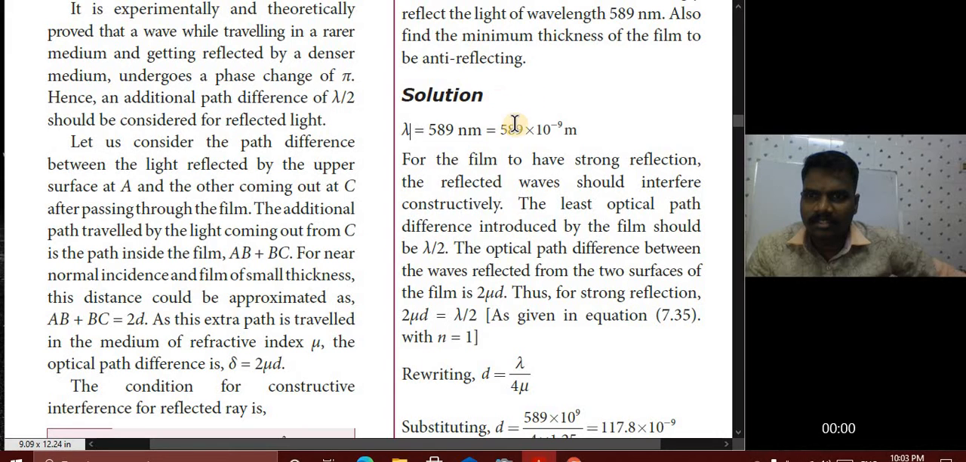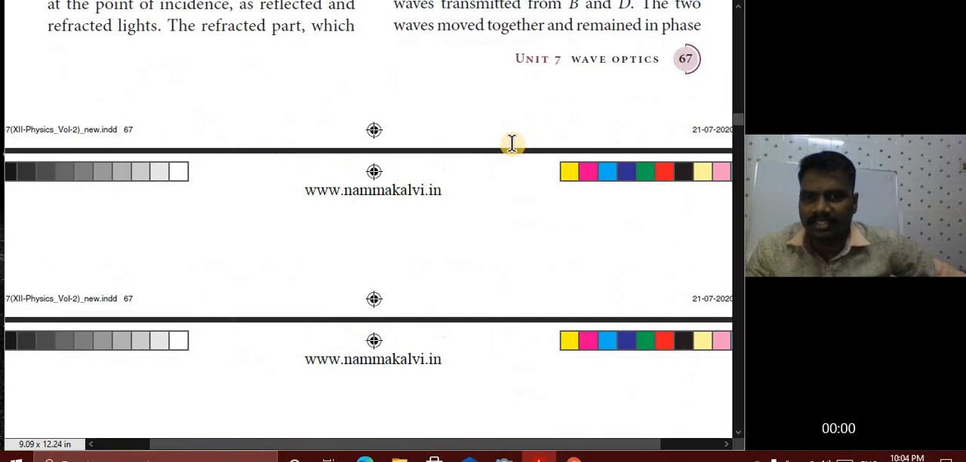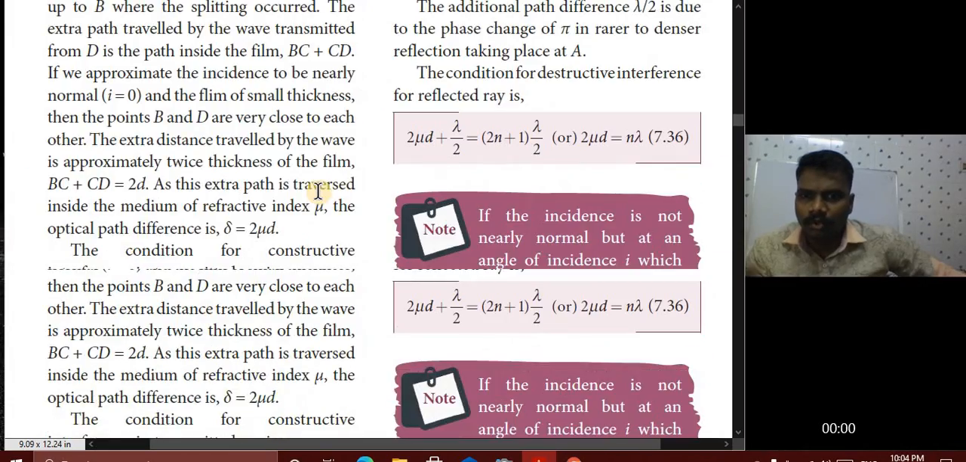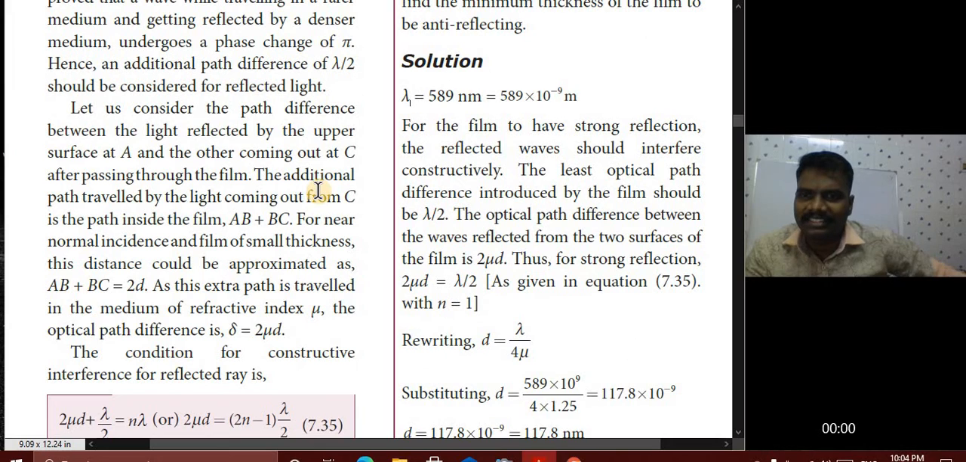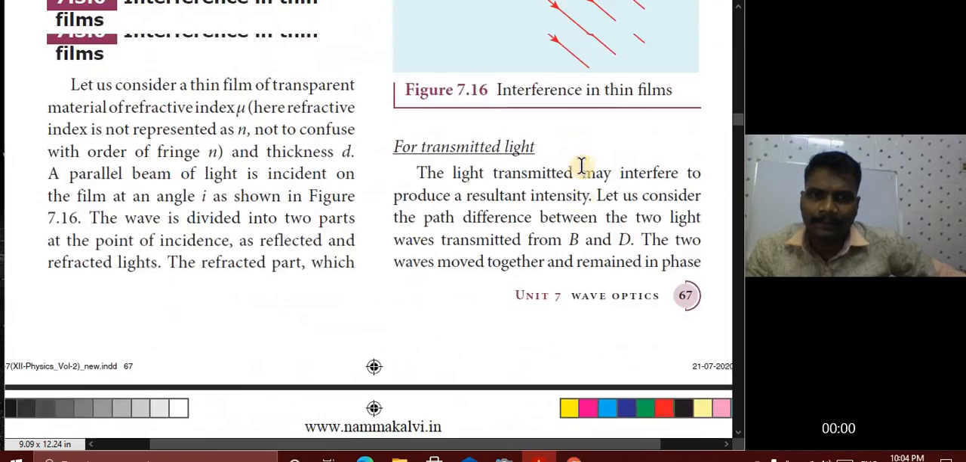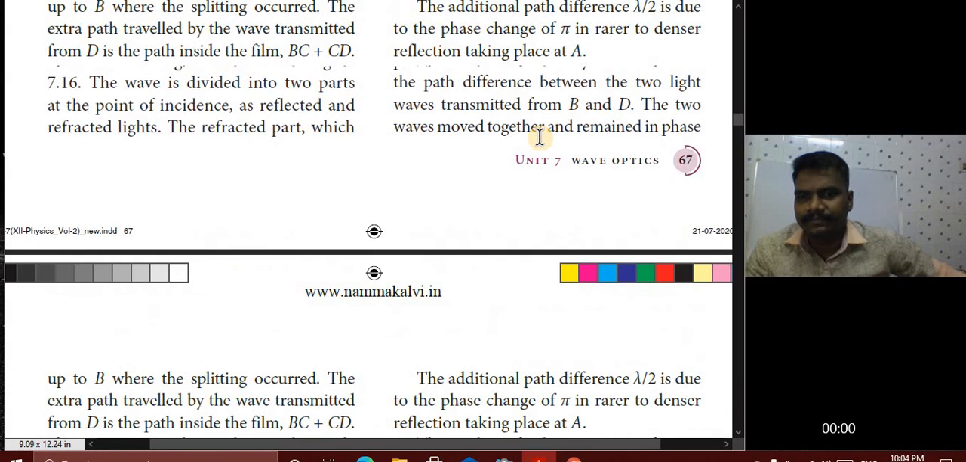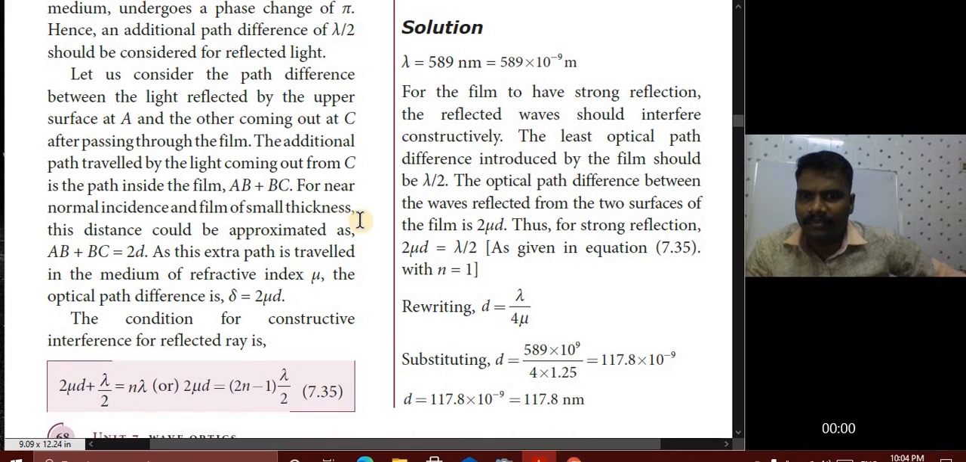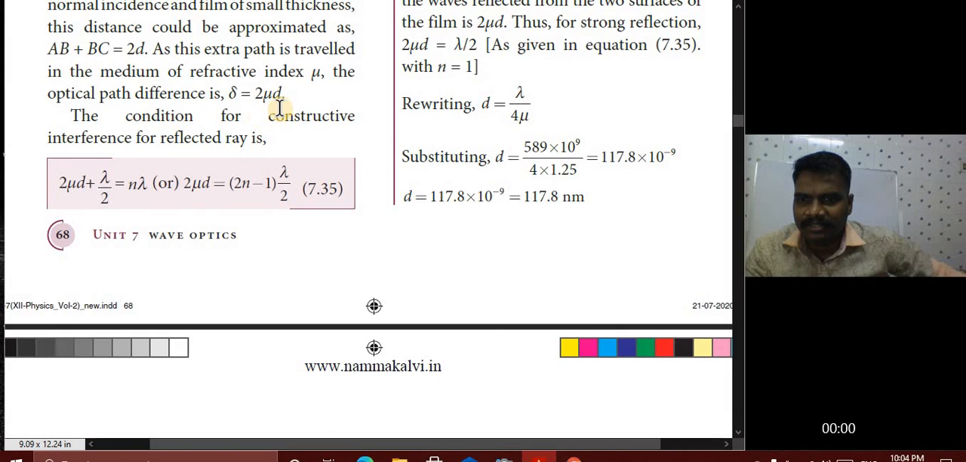Let us consider the path difference between the light reflected by the upper surface and the light refracted by the lower surface. The wave is divided into two parts, one reflected at the upper surface at A, and the other coming out at C after passing through the film. The additional path traveled by the light coming out from C is the path inside the film, AB plus BC. For near normal incidence and a film of small thickness, AB plus BC is approximately equal to 2d. So the formula is del is equal to 2 mu d.